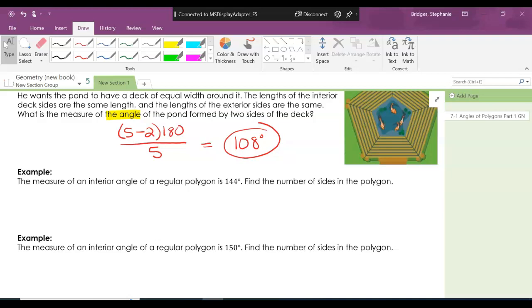What does it tell me that is? How many degrees? 144. So this is what we're going to do: we're basically going to use our formula, n minus 2 times 180 over n, but we're going to set it equal to what the actual angle was. What did they tell me it was? 144.